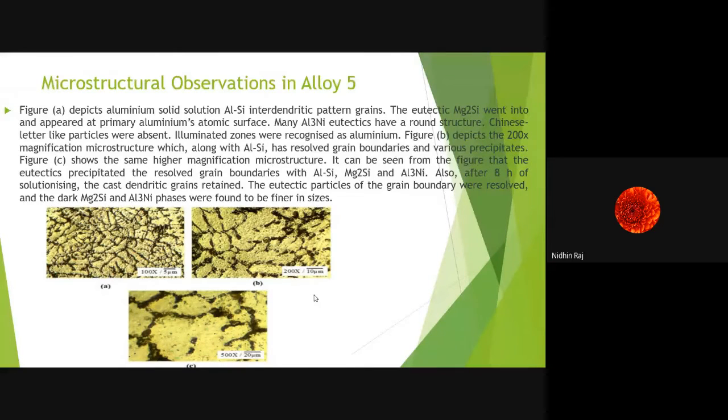Figure B depicts the 200x magnification microstructure, which along with aluminum silicon has resolved grain boundaries and various precipitates. Figure C shows the same microstructure at higher magnification, 500x, and it can be seen that the eutectics precipitated at the resolved grain boundaries with aluminum silicon, Mg2Si and Al3Ni. Also after 8 hours of solutionizing, the cast dendritic grains were retained, the eutectic particles at the grain boundary were resolved, and the dark Mg2Si and Al3Ni phases were found to be finer in size. So that was the observation from here.